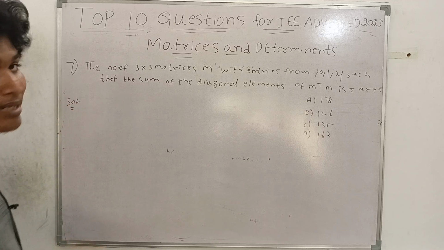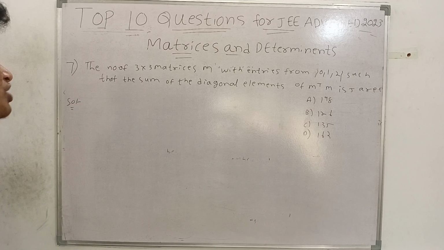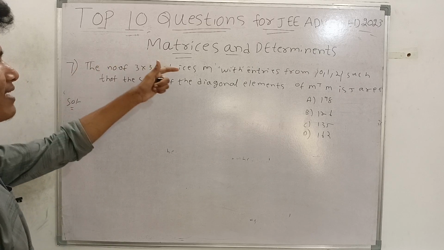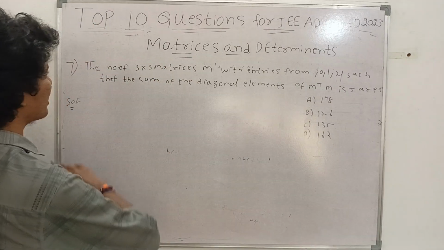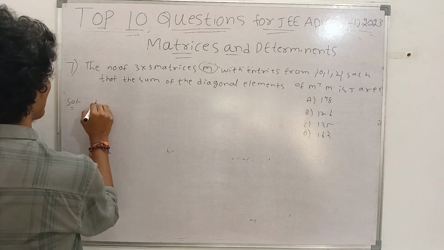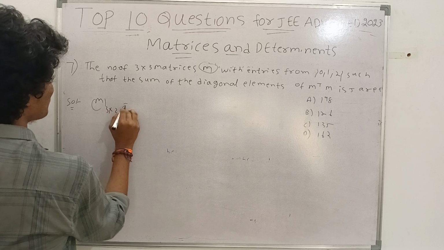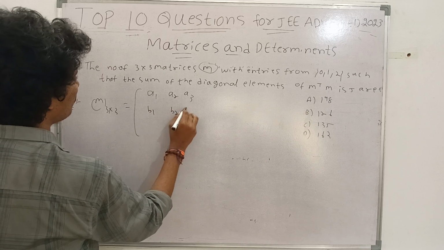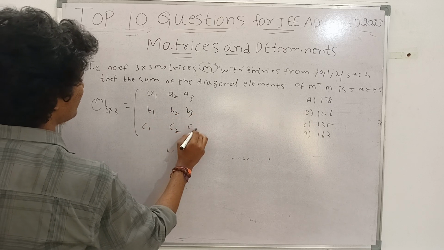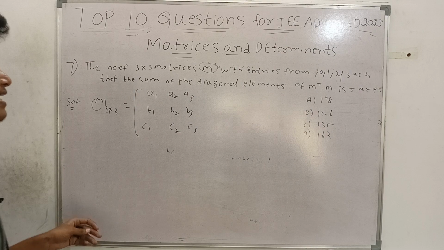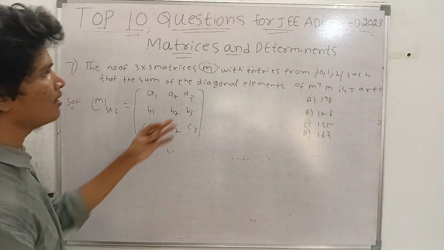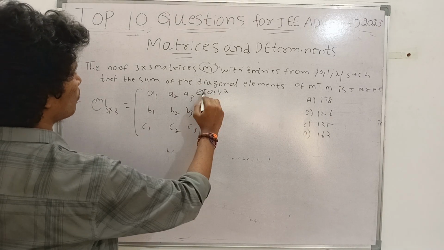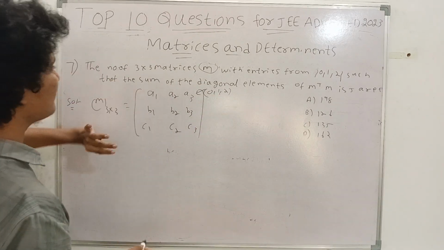This type of questions came regularly in JEE Mains 2022 and JEE Mains 2023. What are they saying? The number of 3 cross 3 matrices M. Basically M is a 3 cross 3 matrix. Suppose we consider it as A1, A2, A3, B1, B2, B3, C1, C2, C3. This is M. Now they are asking, suppose these entries are from the set 0, 1, 2.